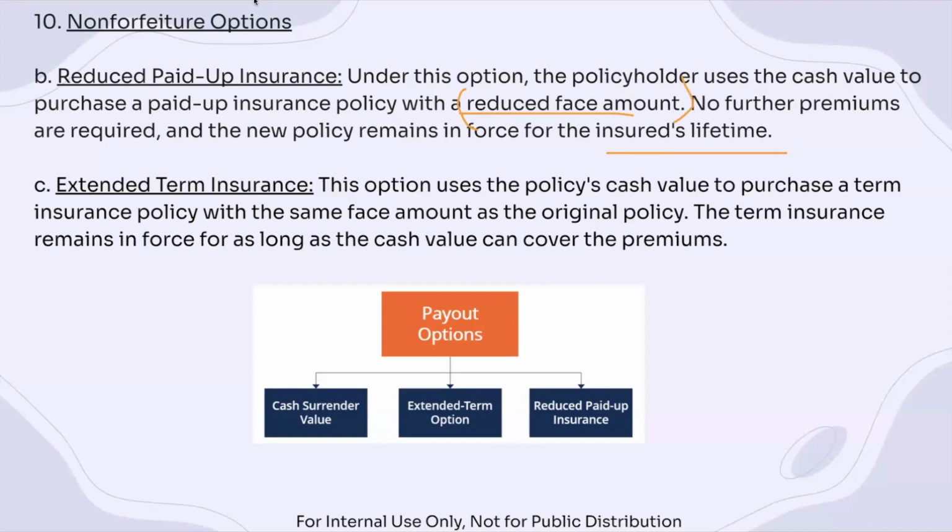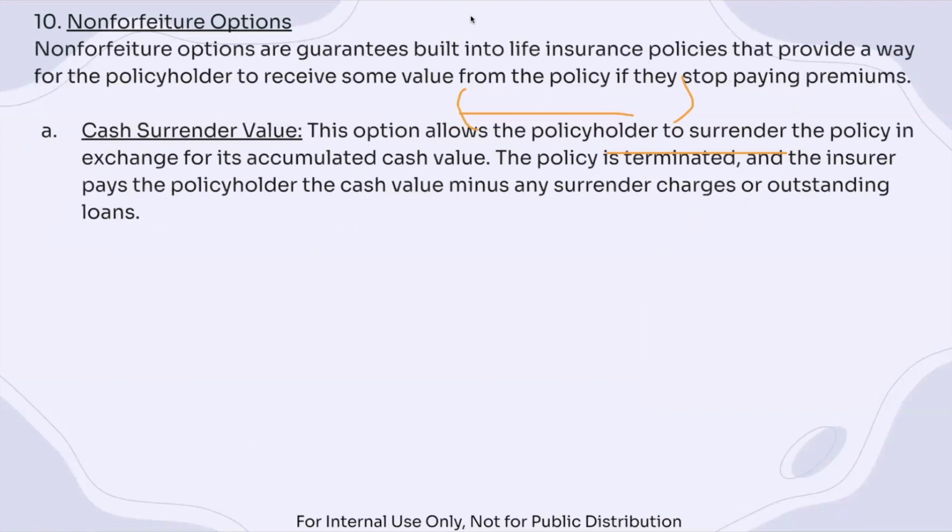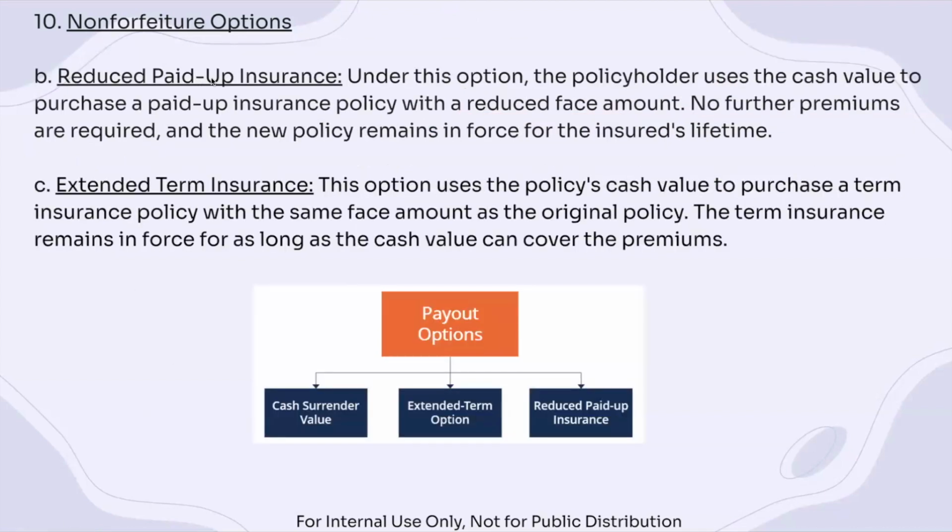Because they're not paying premiums anymore, right? They're not paying any more premiums. So basically, it's just using the premiums that the policyholder has paid, maybe for the last 5 years, and then decided to stop paying, right? It's using those 5 years worth of premiums to fund this reduced paid up policy.